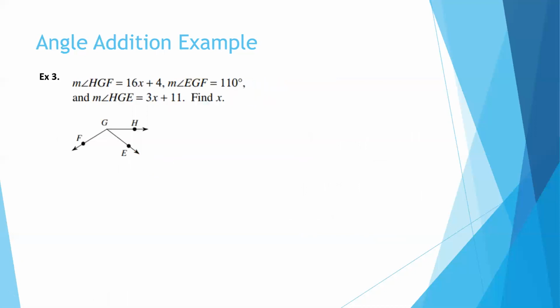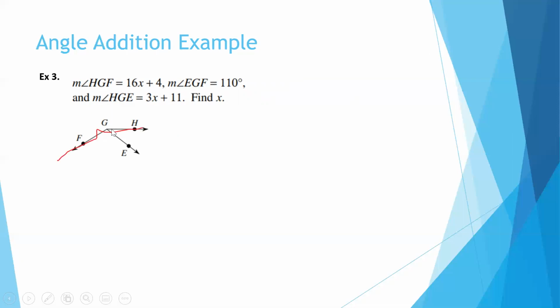Okay, let's do another one. Example 3. Measure of angle HGF is equal to 16x plus 4. We also know that measure of angle EGF is equal to 110 degrees. Finally, we have measure of angle HGE is equal to 3x plus 11. We need to find x, okay?